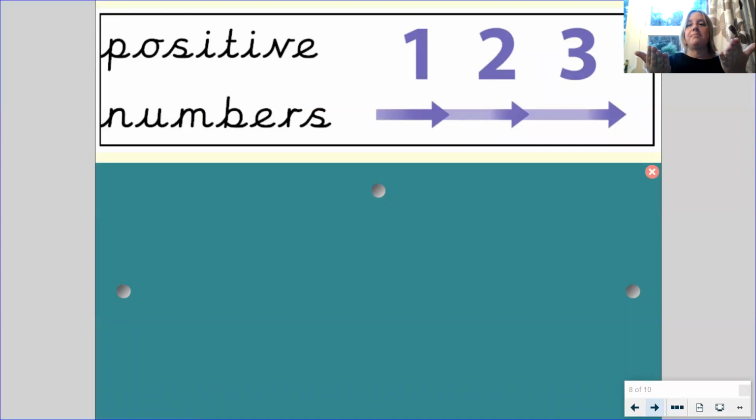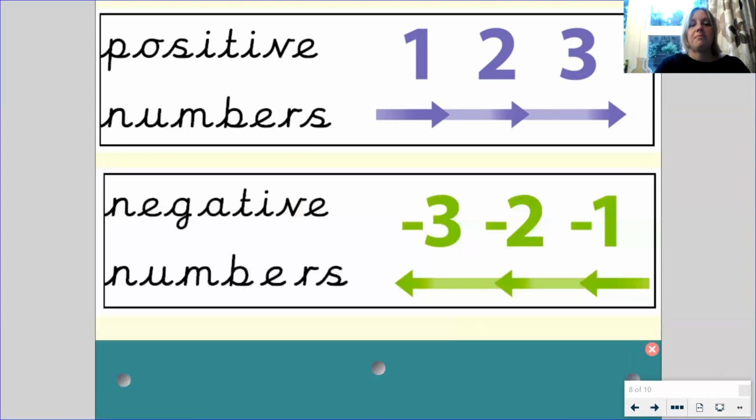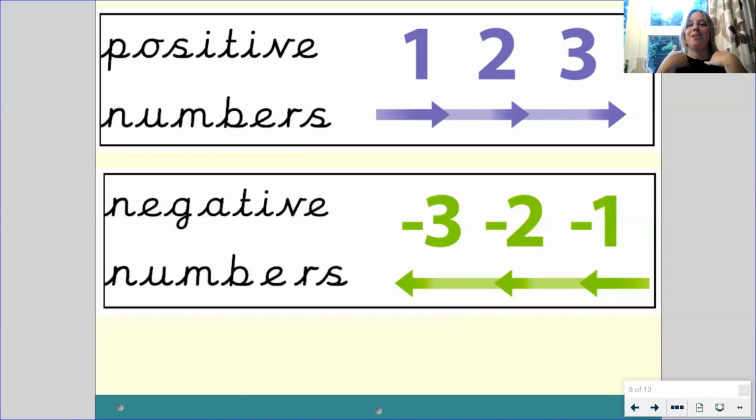Positive numbers, positive numbers. Negative numbers, negative numbers, negative numbers.